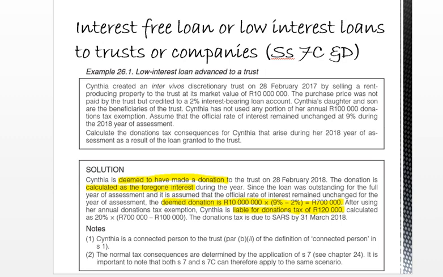So Cynthia is deemed to have made a donation to the trust on the 28th of February 2018, as the donation is calculated on the foregone interest during a year. That's basically the 9% less the 2%, so that's 7%. Since the loan was outstanding for the full year of assessment and it is assumed that the official rate of interest remained unchanged for the year, the deemed donation is then 10 million multiplied by 7%. So it's 700,000 rand. That's the actual donation, the foregone interest.